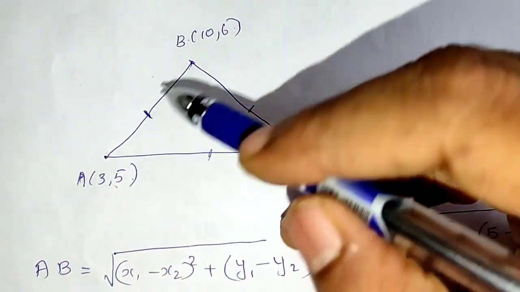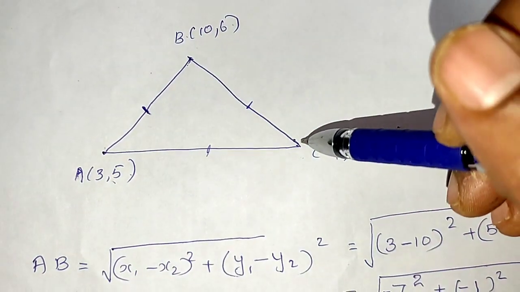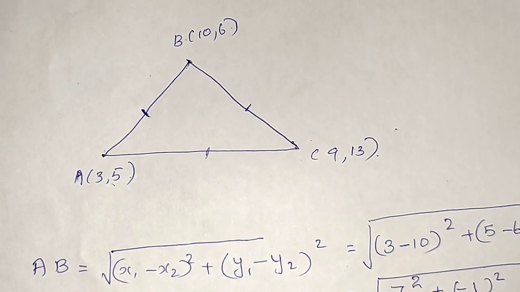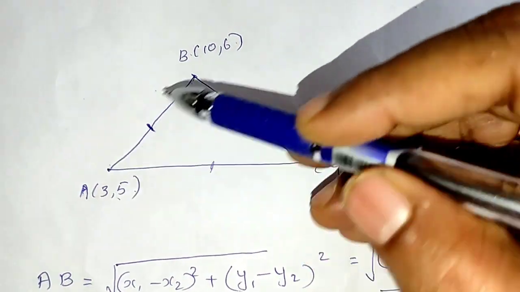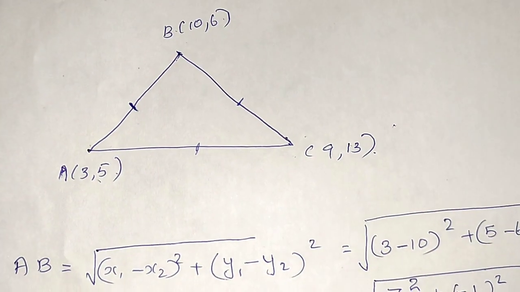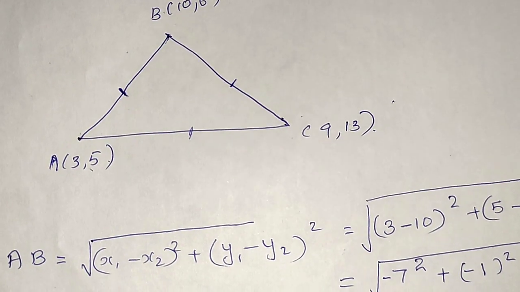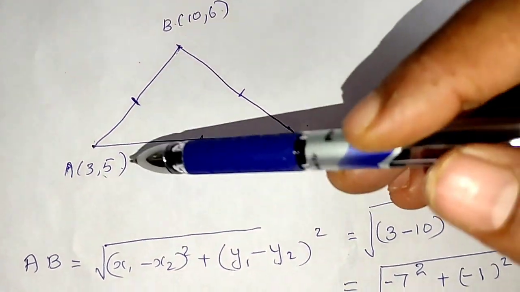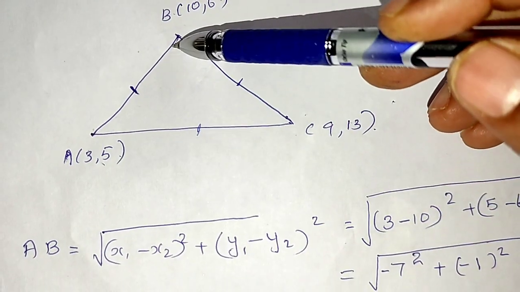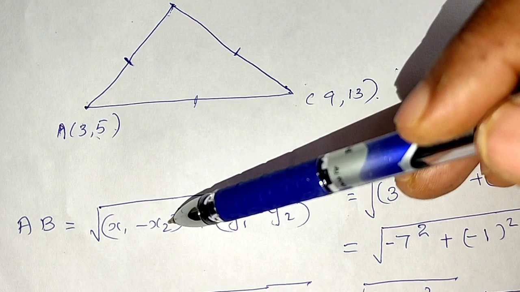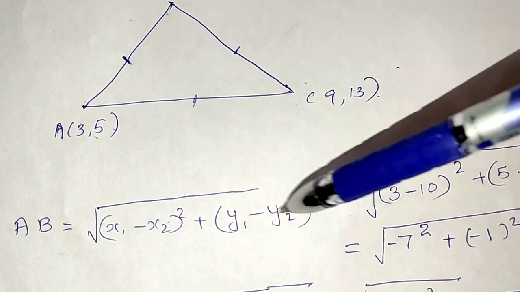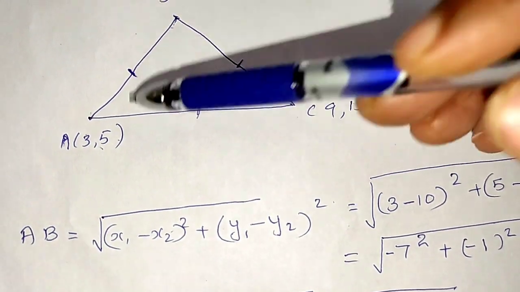Okay, we have the coordinates and we need to find out its length. How do we find out the distance between these 2 points? For that we have the distance formula from this chapter 6. Using the distance formula, how do we calculate the distance AB? AB is equal to root of (x1 minus x2) whole square plus (y1 minus y2) whole square.